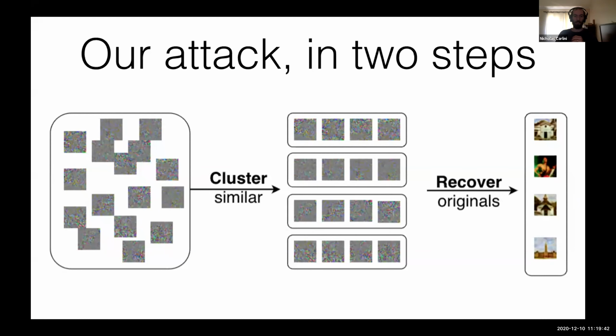So our attack has two steps. The first step is to take all of the encoded images that we've been given and cluster them so that each cluster has only images that share one of the original images. What I mean to say here is every encoded image has two private images that went into it, and each cluster is going to contain only encoded images that share one of those original images. Then, given those clusters, we're going to take each cluster independently and recover the original image that was used in each of those clusters.